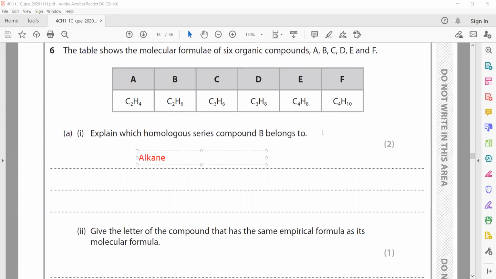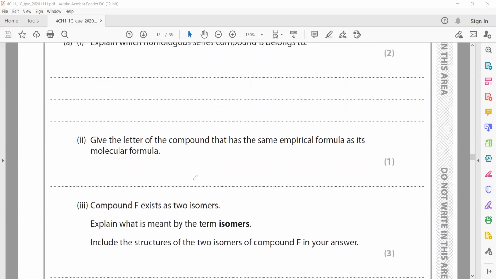Give the letter of the compound that has the same empirical formula as its molecular formula. Which compound has the same empirical and molecular formula? Look, when I write the empirical formula for A, it will be CH2. For B, it will be CH3. For C, it will be CH2. I cannot further simplify D. I can simplify E, 1 is to 2. I can simplify F as well, 2 is to 5. So D has the same molecular and empirical formula. Empirical formula shows the simplest ratio. So D is the right answer.